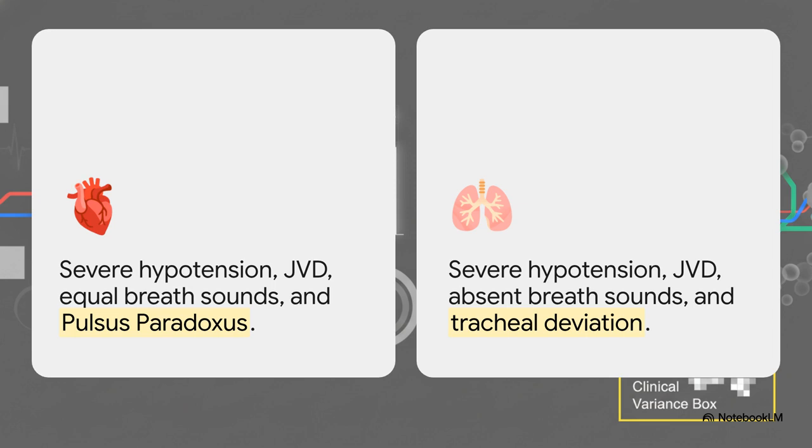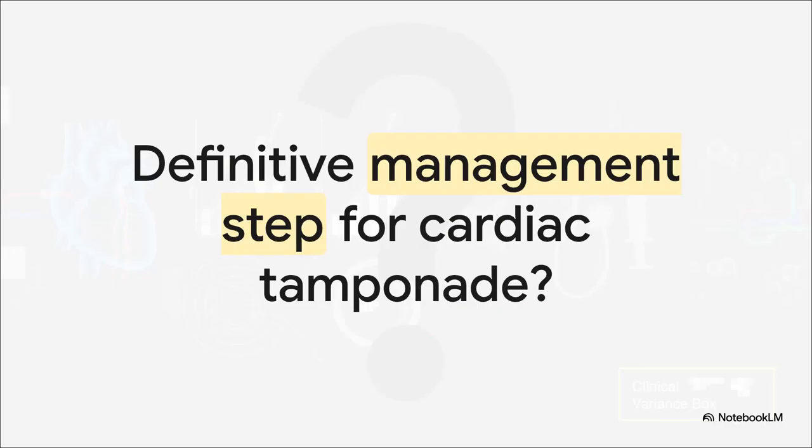But in cardiac tamponade, the primary pathology is strictly localized to the pericardial sac. Therefore, the lungs remain completely clear, breath sounds are perfectly equal, and it's paired with that severe pulsus paradoxus we just analyzed. Let's process this scenario, layering a post-infarction complication directly onto our isolated markers.